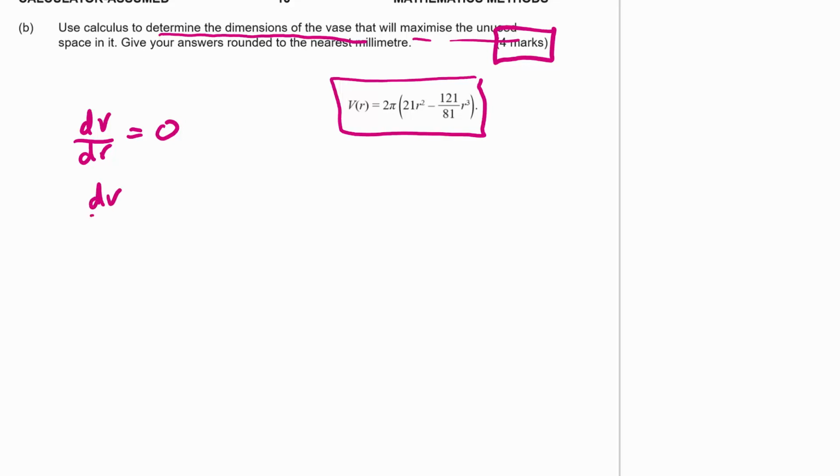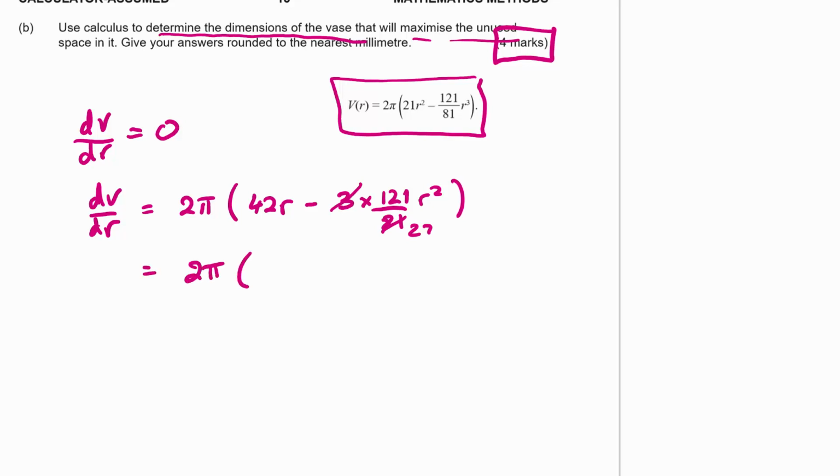So dV/dr is going to be 2 pi, 42r take away 3 times 121 over 81 r squared. And of course we can do some cancelling there. So that's going to be 2 pi, 42r take away 121 over 27 r squared. And if that's going to be 0, that means that 42r take away 121 over 27 r squared is equal to 0.